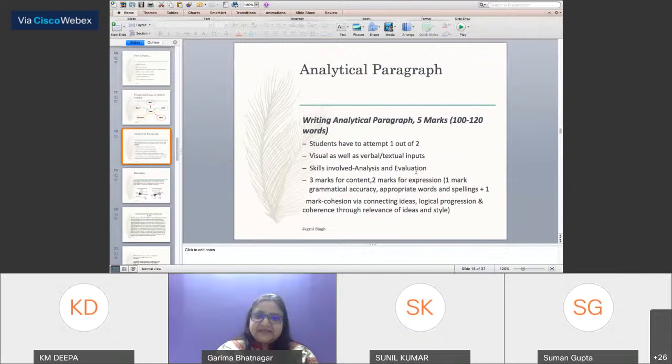Out of 5 marks, 3 marks are for content and 2 marks are for expression. And for these 2 marks, one is for grammatical accuracy and then another one for appropriate words and spelling, which is vocabulary. So you have to have cohesion and connection, logical progression, which is there in every writing task. I'll just take half a minute for you to read this and then we move on.